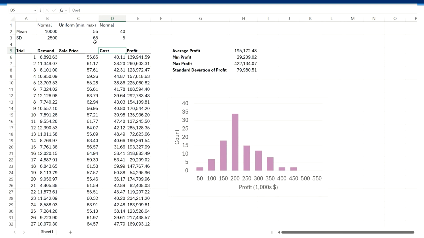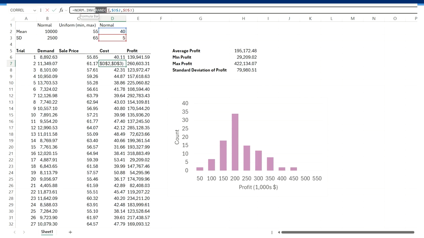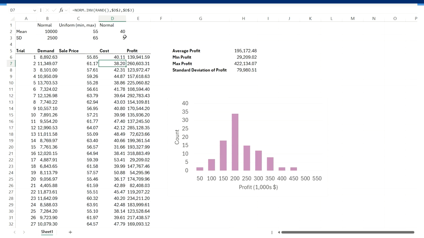If you look at the cost column, this is also a normal distribution, same as the demand column, right? I'm using the built-in NORM.INV function. There's a random value here, and we have to give it the mean and the standard deviation of the normal distribution. So it's generating a value from a normal distribution with a mean of 40 and a standard deviation of 5.